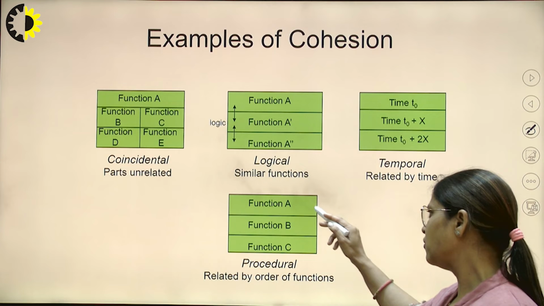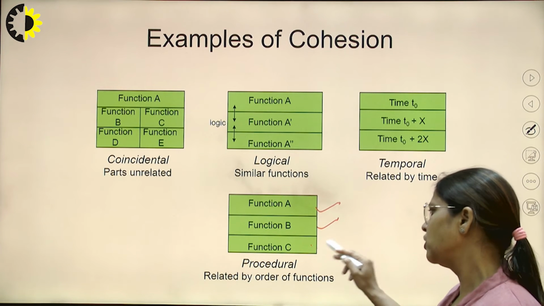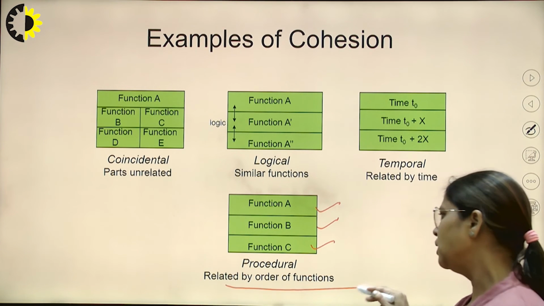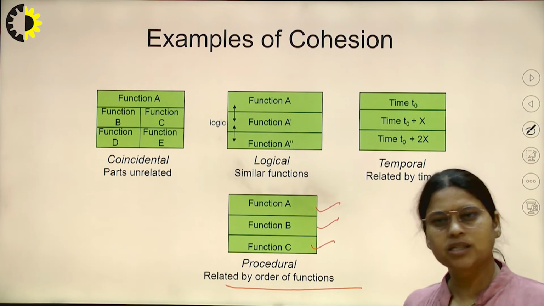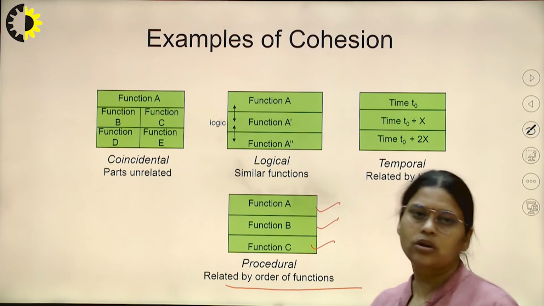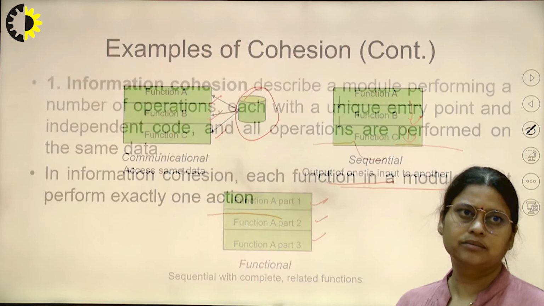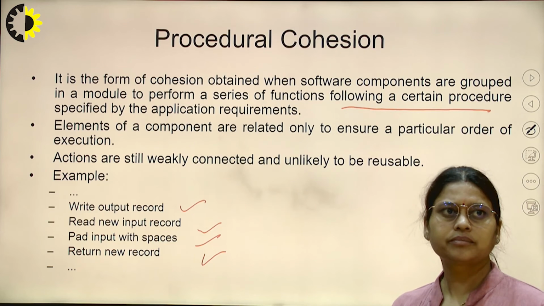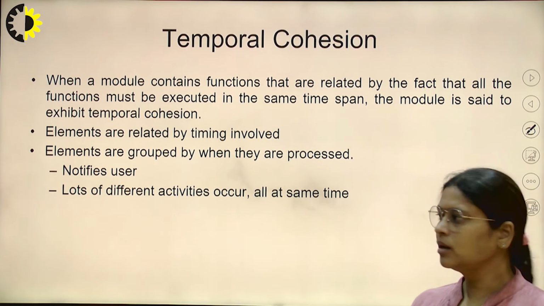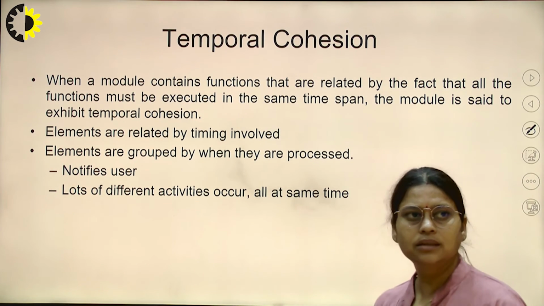As we have seen in this example, what is procedural? Function A, function B, function C, and all the functions are to be executed sequentially, related by the order of function. All the functions are related with each other. This is procedural. Now we come to temporal cohesion.